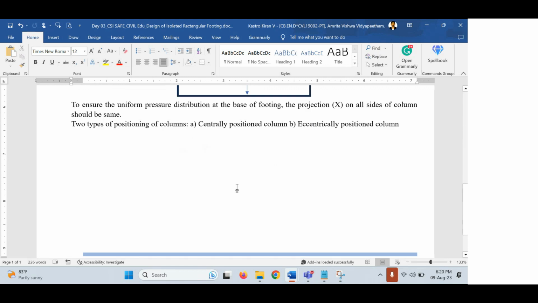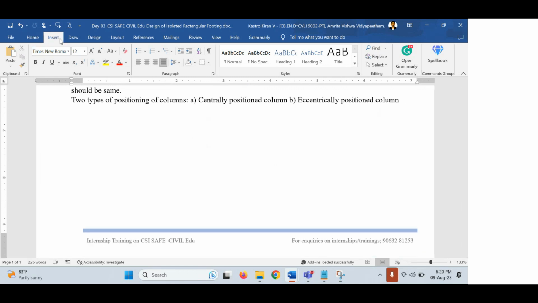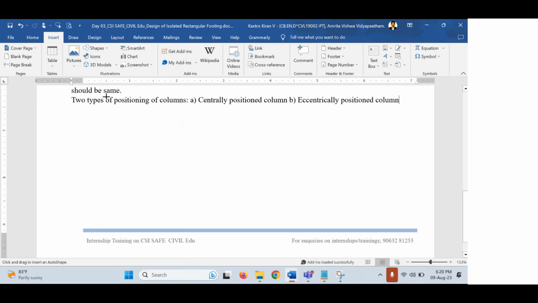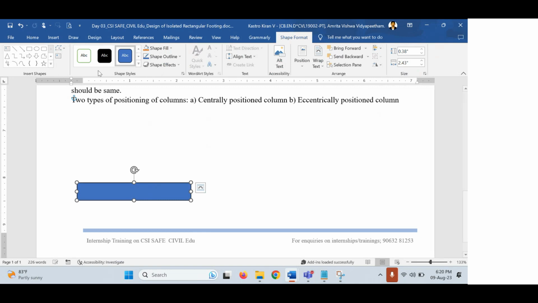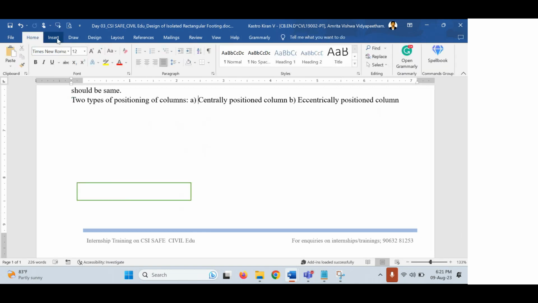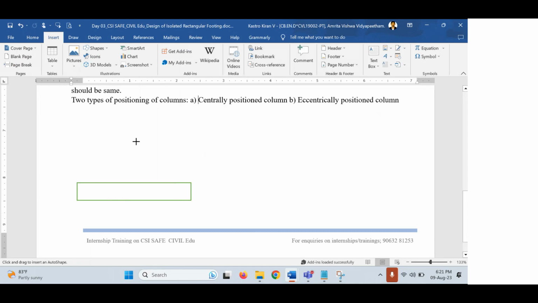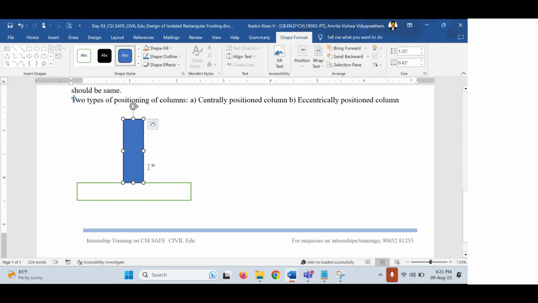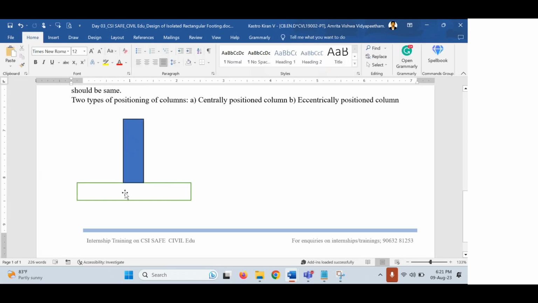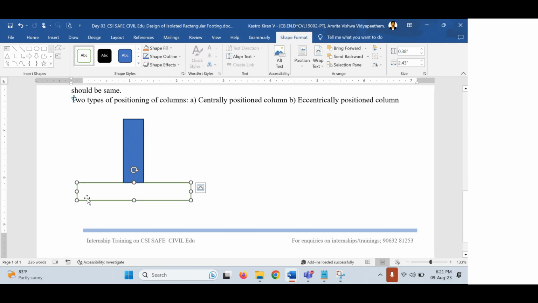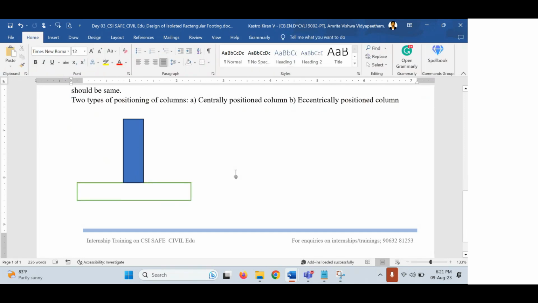Centrally positioned column is nothing but, let me draw a simple figure here. This is the base of the foundation, and on the top of the foundation slab, we have the column. If the column is provided exactly at the center of the foundation slab, such kind of columns are called centrally positioned columns.